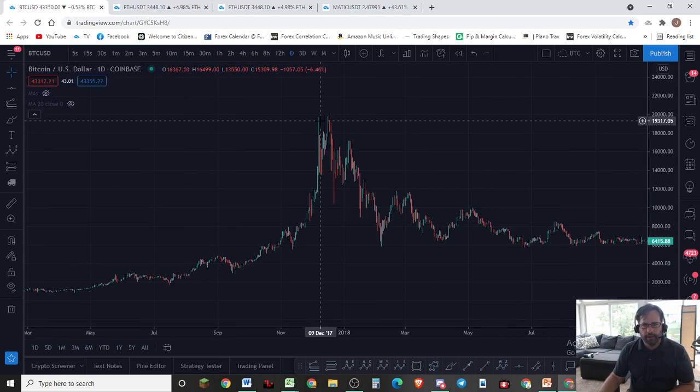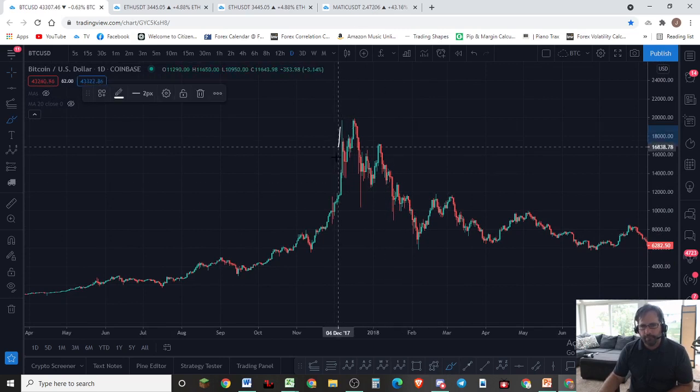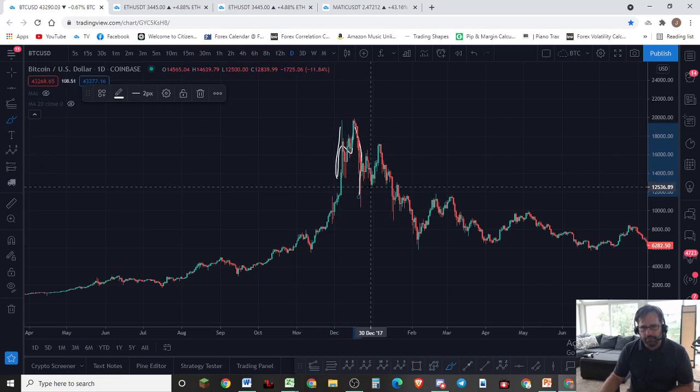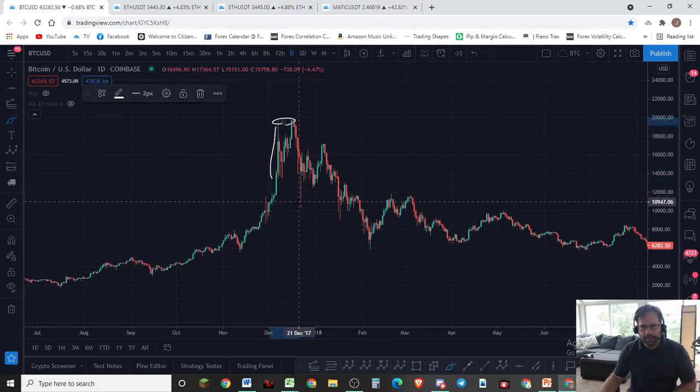We had a parabolic run up. We found a three-wave move to the downside. Right here, you'll notice we had a pretty big move. We retested the top, and then down we came in three waves. After that three-wave move, this was the market top. After that three-wave move, we had a three-wave correction right there.